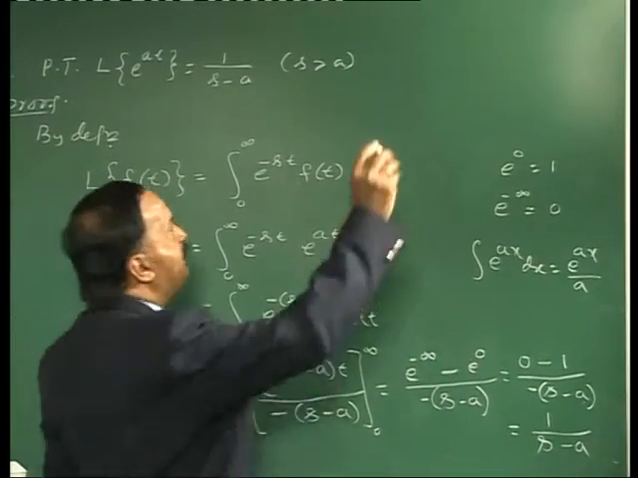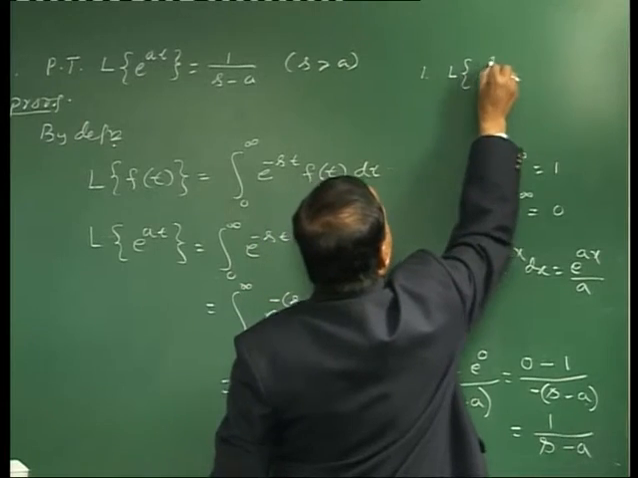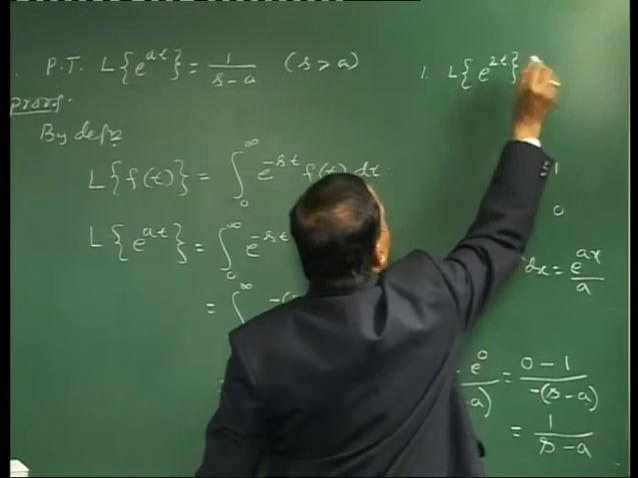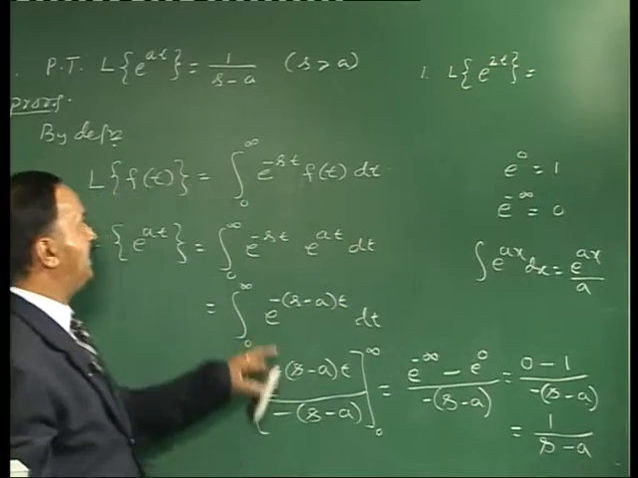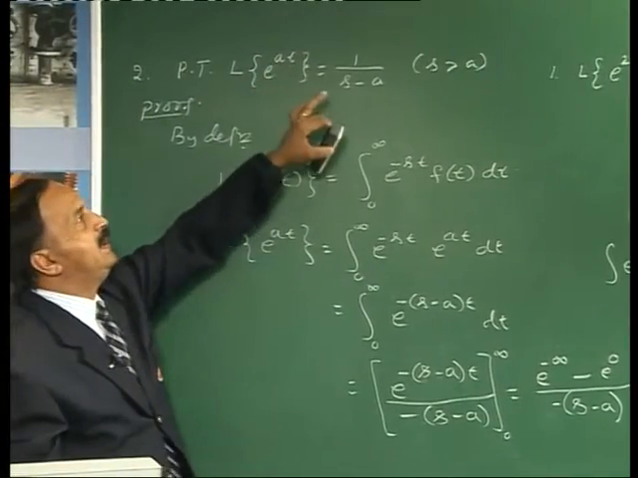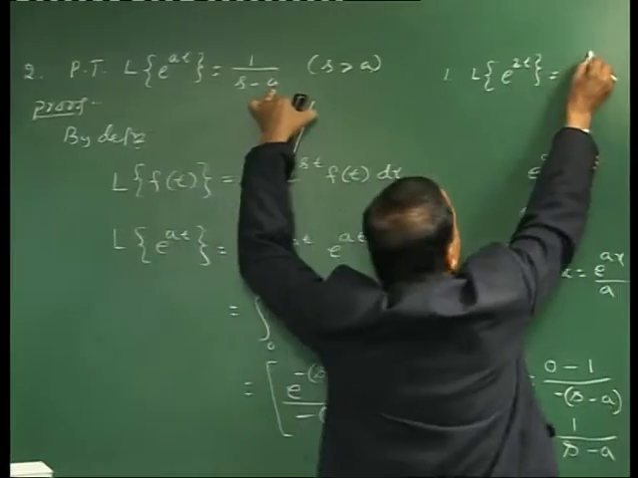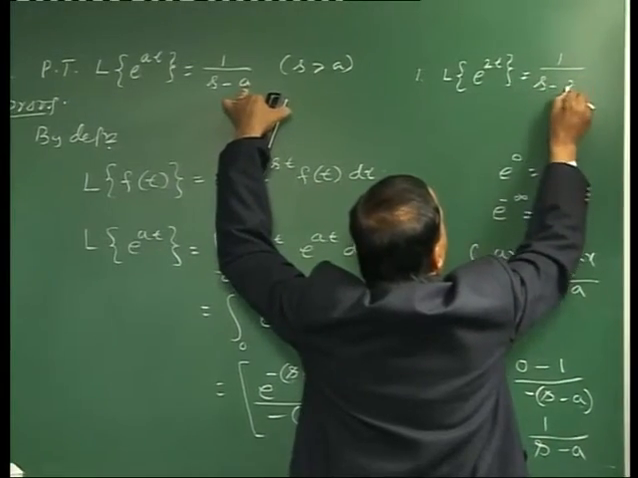For example, L of e to the power of 2t is equal to, for example here, put a equal to 2. Put a equal to 2, you will get 1 by s minus 2. This is the answer. So 1 by s minus 2.